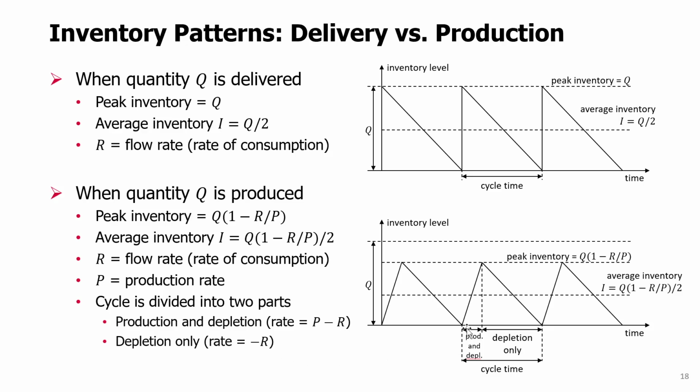One thing to be clear about is that during the production part of the inventory cycle, we are producing and consuming, or depleting inventory, at the same time. So that means the rate of increase in inventory will be P minus R, the production rate minus the demand rate. Whereas when we deplete the inventory, the rate will be minus R, so it will be decreasing by the consumption rate.